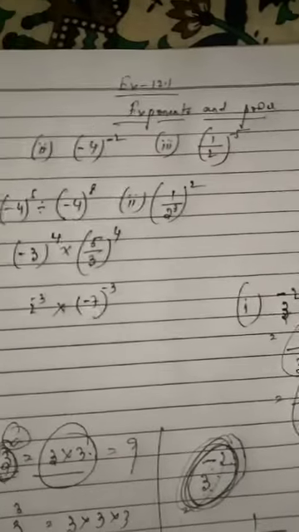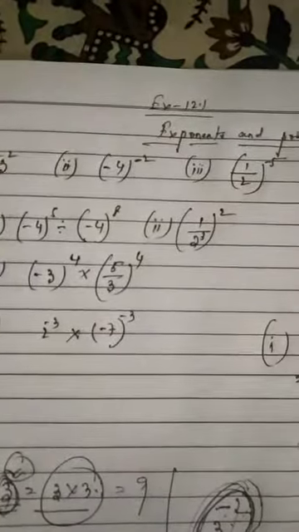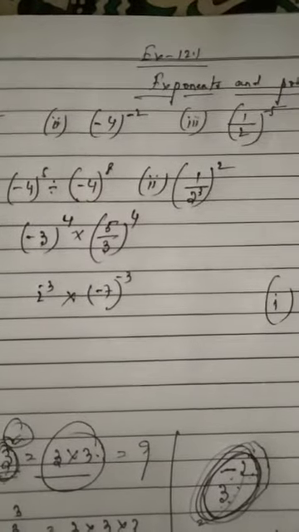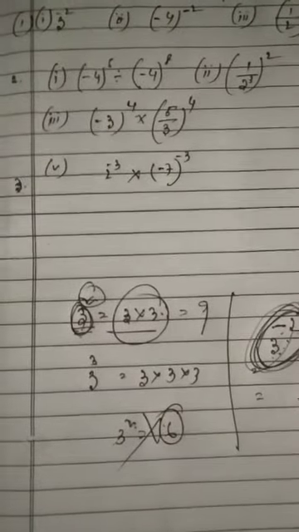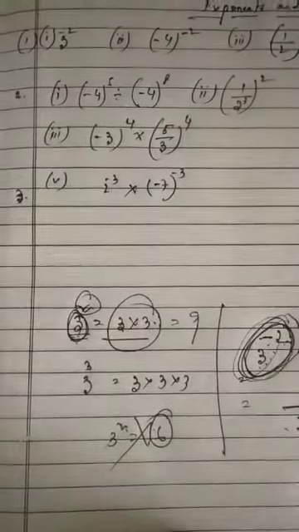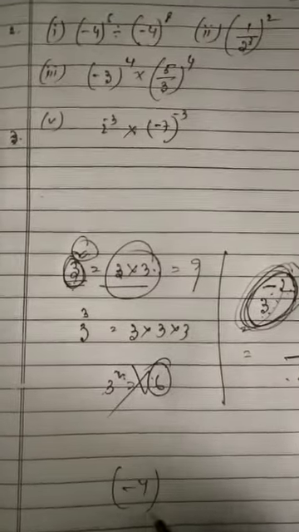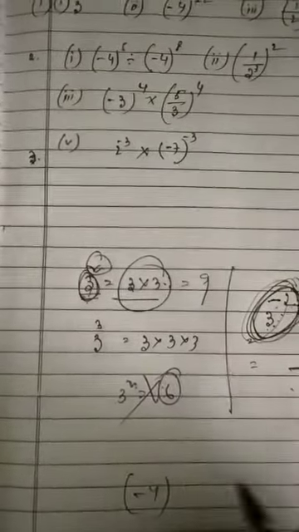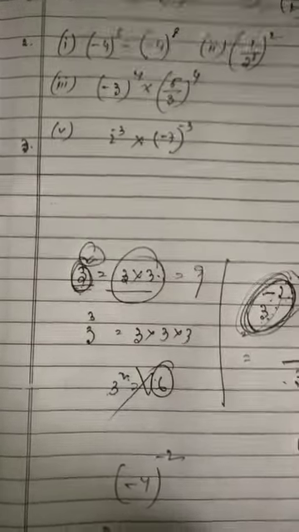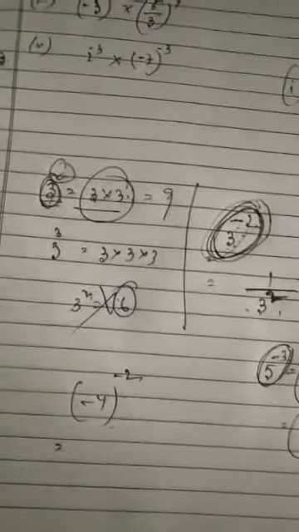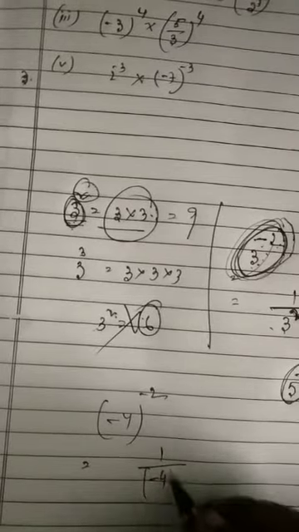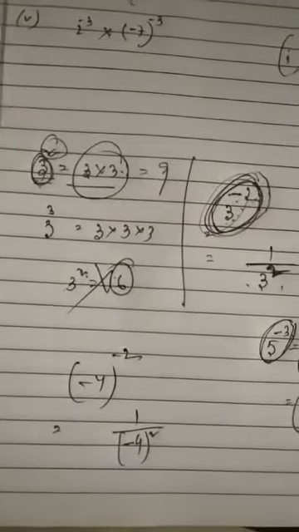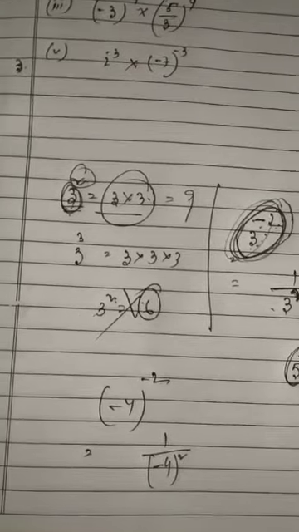Children, I'm repeating my word once again. If you are really having problem to understand, please feel free to communicate. Next number is 4 to the power minus 4 whole to the power minus 2. Children, again the same concept. The power is in negative. So I'll write 1 by minus 4 whole to the power 2.